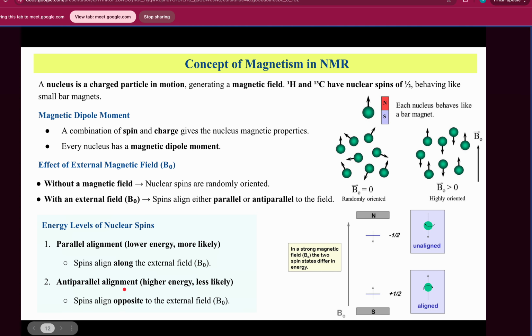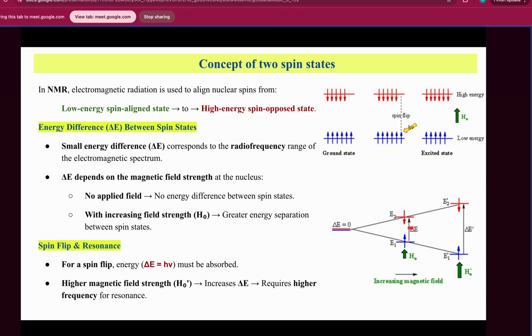Whereas in the case of anti-parallel alignment, there is a reversal in the directionality. This is known as the higher energy state, which is less likely because the spin aligns opposite to the direction of the external field. So in the presence of a strong magnetic field, the two spin states differ in energy, and as we increase the magnetic field, the difference between those two states will also increase, which is shown in this scenario.